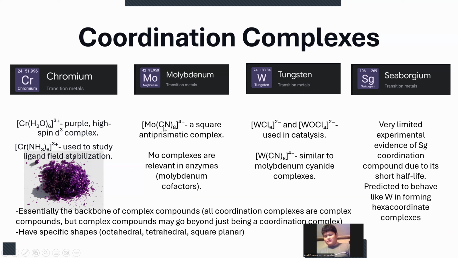The same goes for molybdenum right there with cyanide molecules, a combination of 8 molecules of cyanide going around molybdenum. Tungsten does the same, but with chloride. And I feel like I'm repeating myself, but seaborgium, right? It's an experimental metal. We don't really know much about it yet.